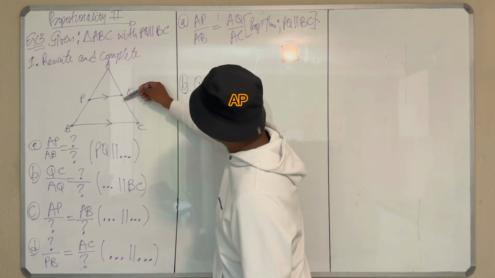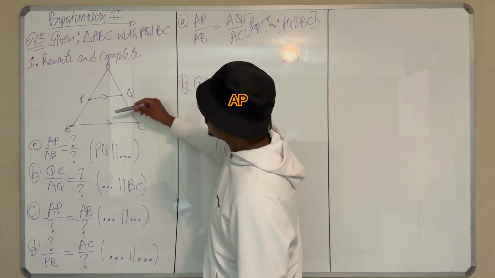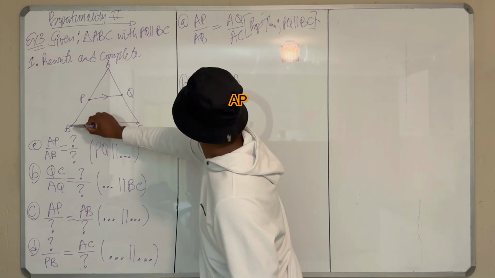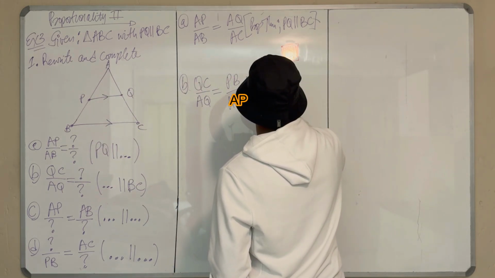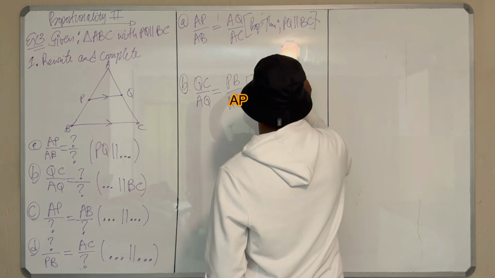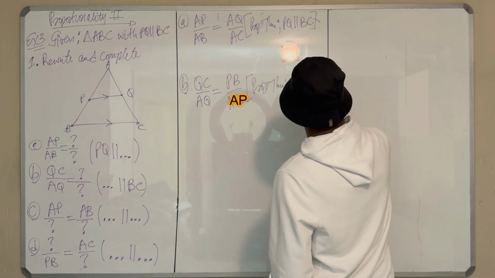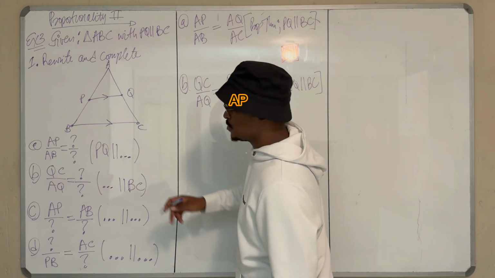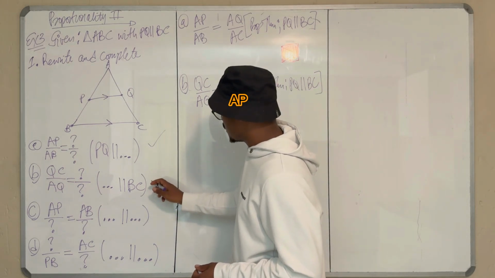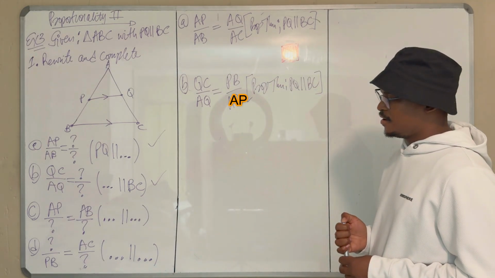So you said QC over AQ, which is the bottom part of the entire side, should be equal to that bottom part PB over AB. The reason is because we're applying the proportionality theorem, because your PQ is parallel to BC. We've completed that, so we've done this, done that. Go to that, that's AP.